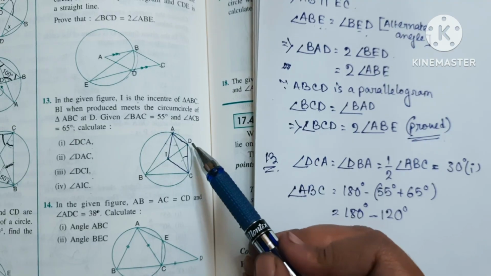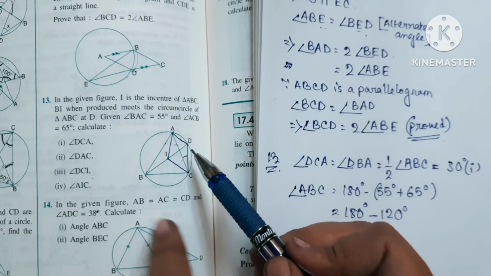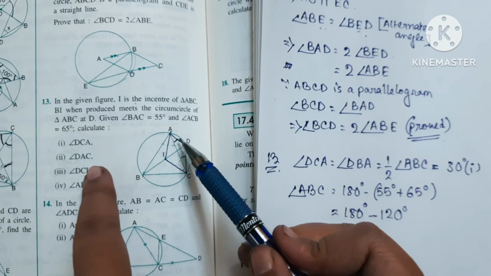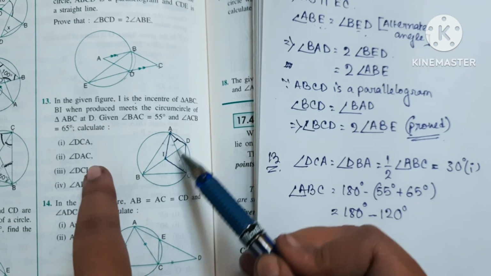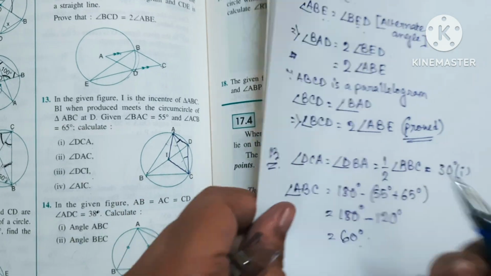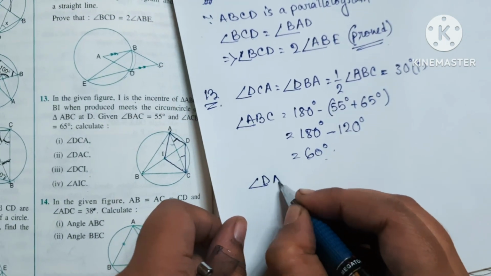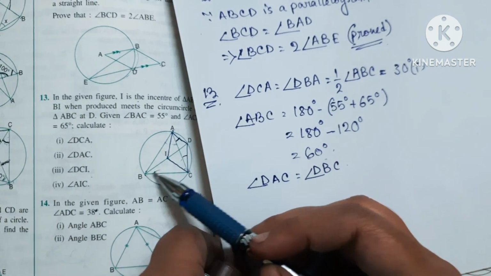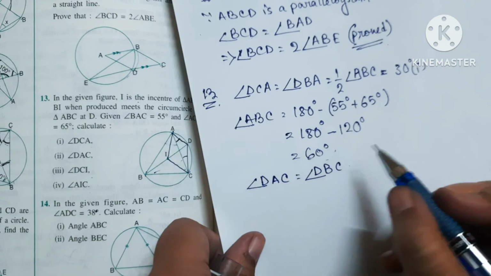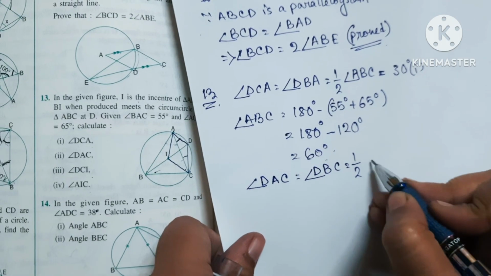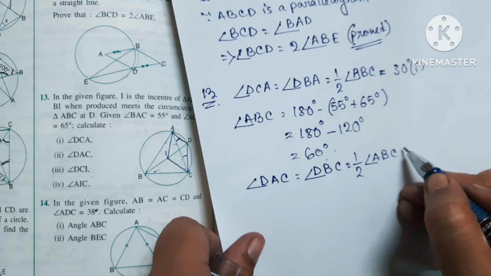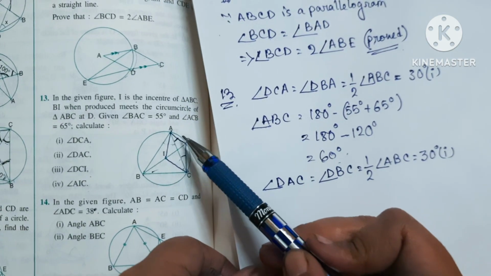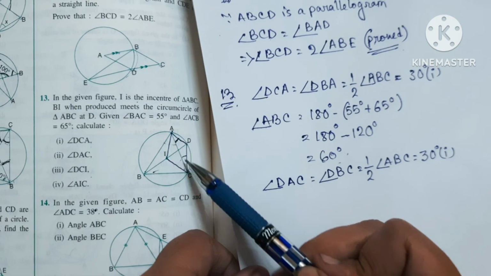Now DAC, this angle. See, this angle is DAC and DBC. They are on the same segment DC. So you can write angle DAC is equal to angle DBC, and DBC is also half of angle ABC. ABC is 60, so that will also be 30 degree. Okay, so that means DAC is also 30 degree.